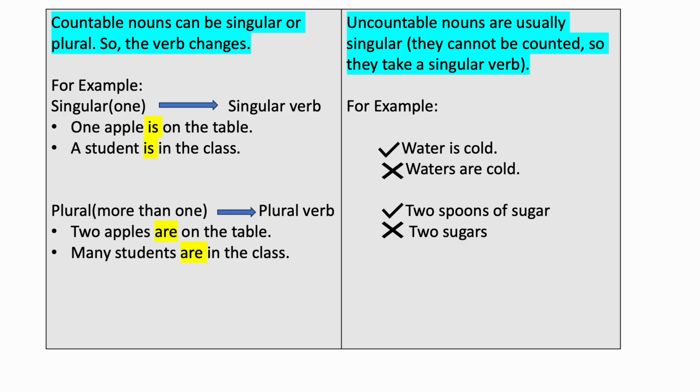Uncountable nouns are usually singular. They cannot be counted, so they take a singular verb. For example, we can't say waters are cold, so we use a singular verb and we say water is cold. Also, we don't say two sugars. Instead, we use a measure word and we say 2 spoons of sugar.